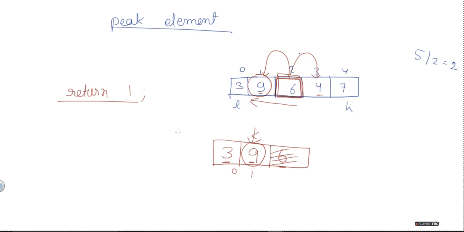Now the question arises: if the left neighbor is greater and the right neighbor is greater, why are we moving here?